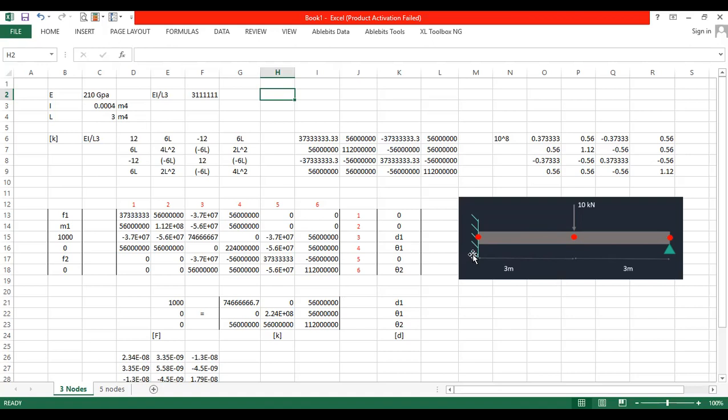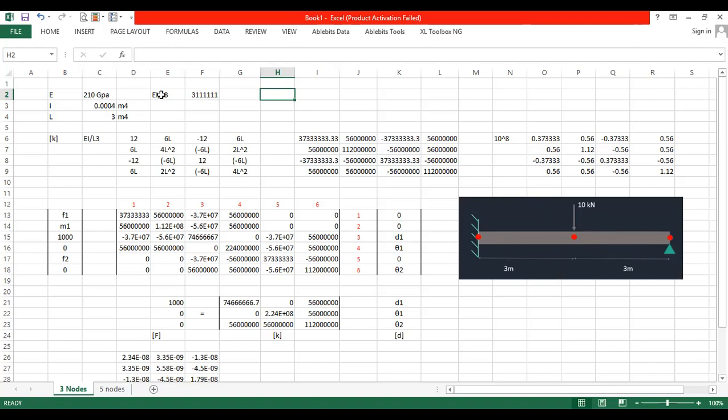And that need not be the same length. If your load is at something here, you can define a load node at that point. So that means this length and this length need not be equal. You can still derive the stiffness equation for those two elements, right?